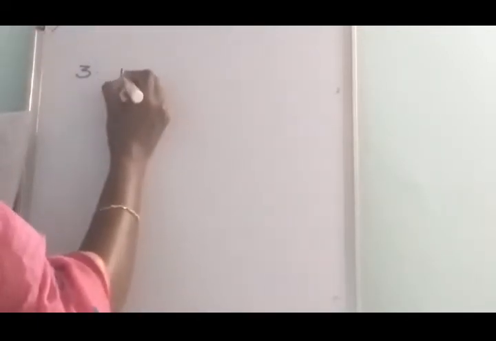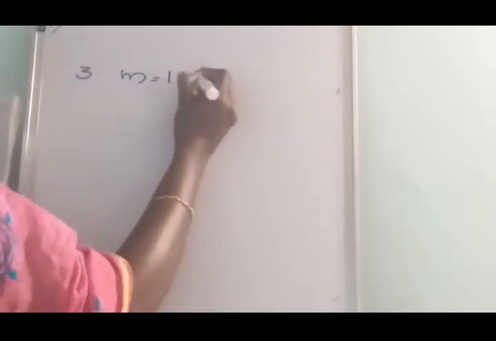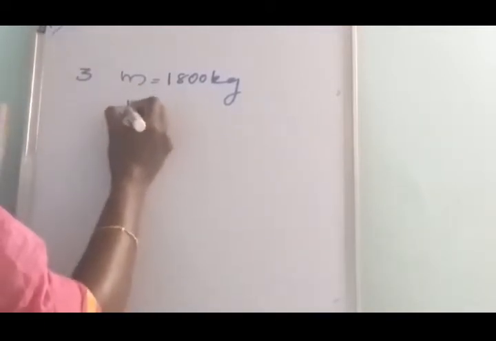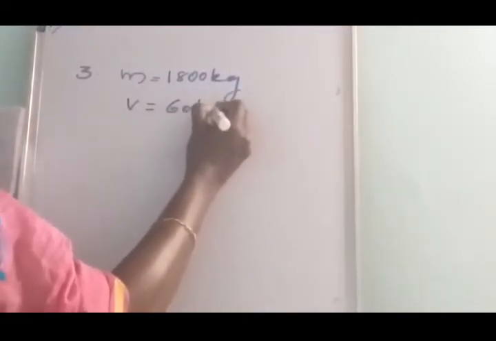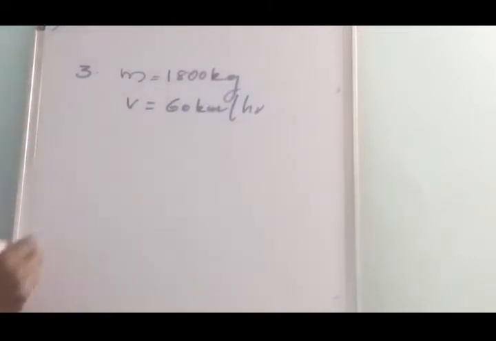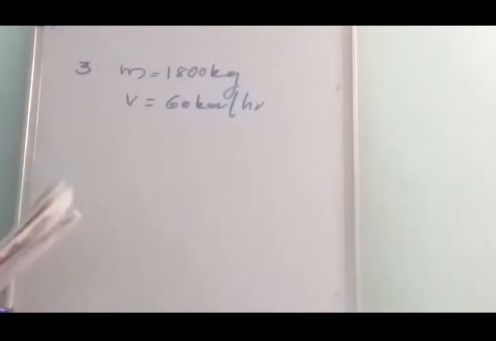And the third question is, a car of mass 1800 kg is moving with a velocity of 60 km per hour. We have to calculate the momentum of the car. Okay, so the mass of the car is given as m is equal to 1800 kg. And it is moving with a velocity v is equal to 60 km per hour.